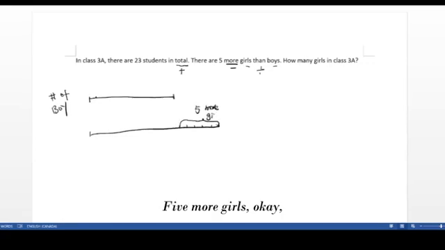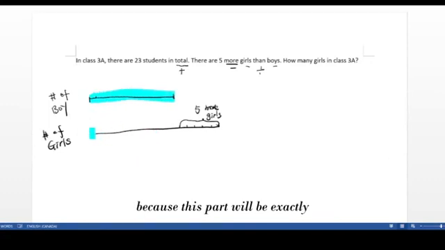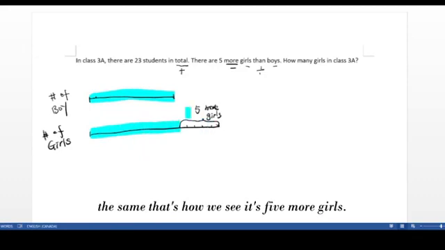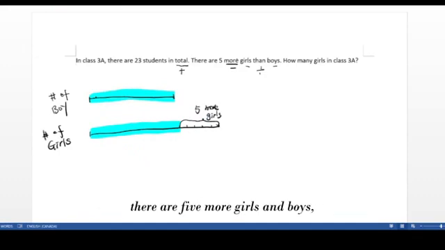5 more girls. Okay, number of girls. And I'm going to use a blue color here because this part will be exactly the same. That's how we see it's 5 more girls. Okay, great. So we use these 2 number lines over here to describe there are 5 more girls than boys. And how about the first sentence? There are 23 students in total. So this tells us if we combine these 2 lines together, we need to have exactly 23 units.